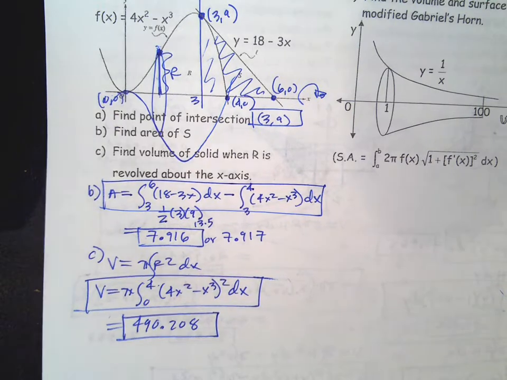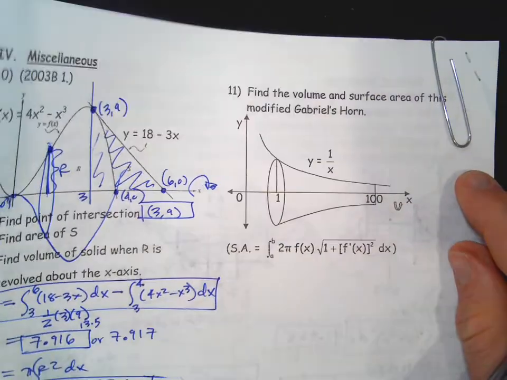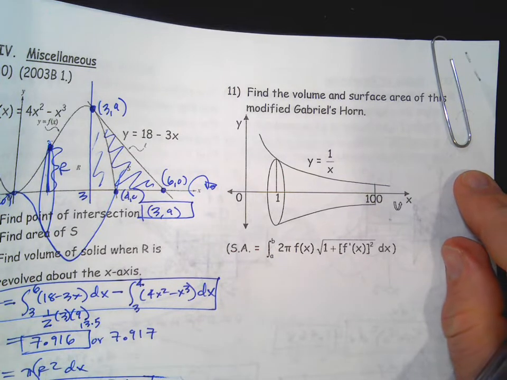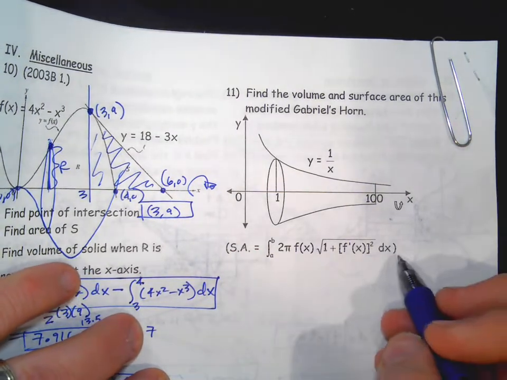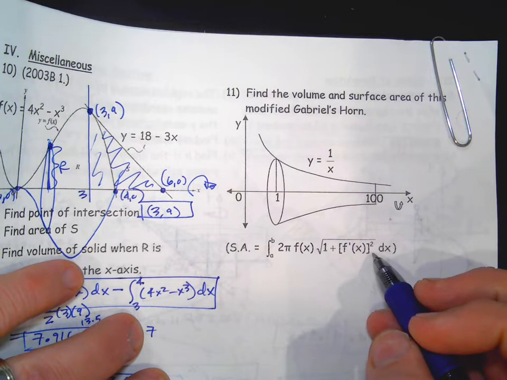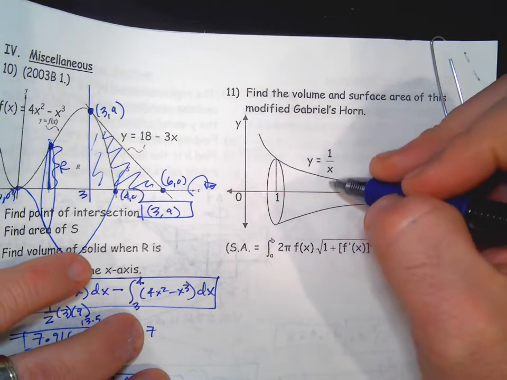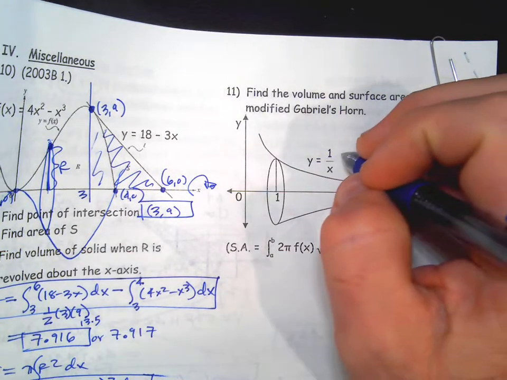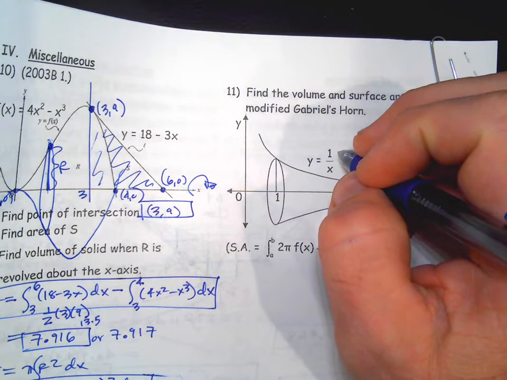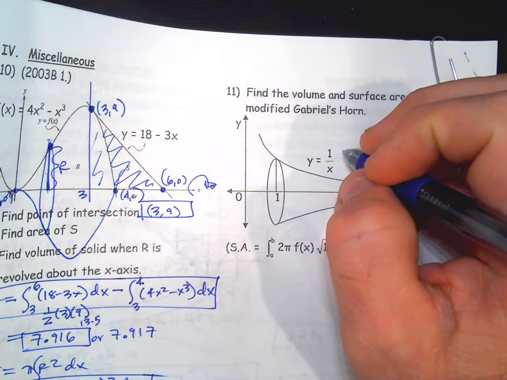All right. Okay. Find the volume and surface area of this modified Gabriel's horn. Okay. So surface area, they're just giving us the surface area. By the way, I think the idea behind this would be, I don't know, we could just go with it. I mean, I think there's another way we could do surface area.